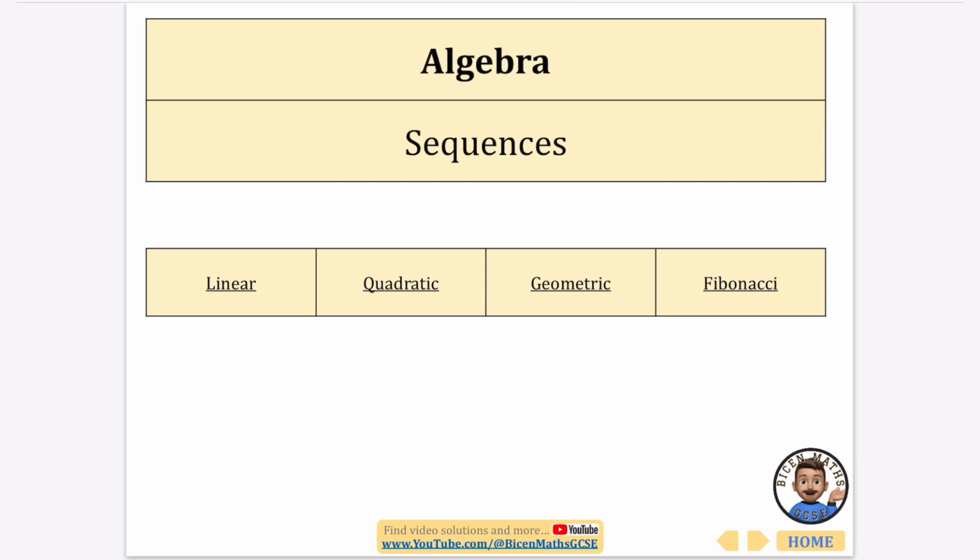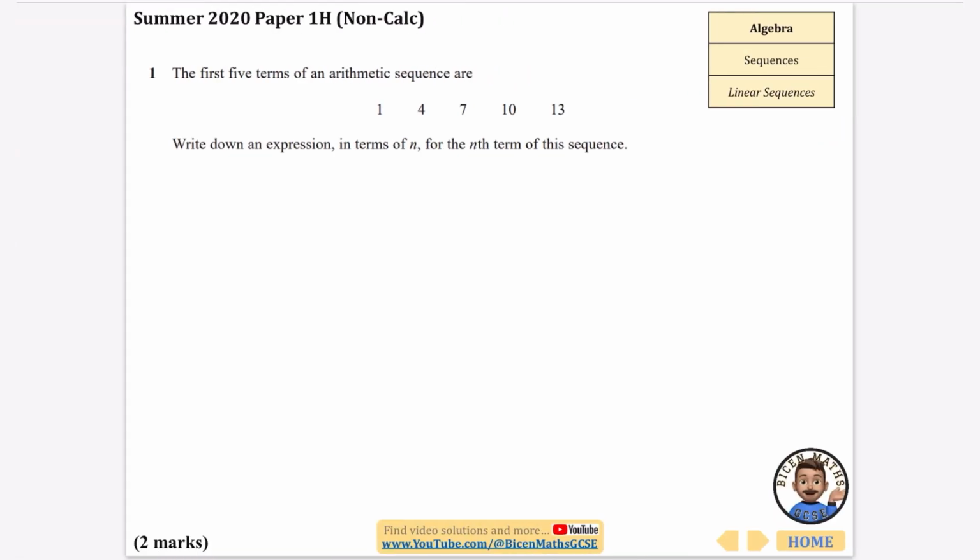There are four subtopics for this: linear, quadratic, geometric, and Fibonacci, but most of them are quadratic. There's actually only one linear, one geometric, and one Fibonacci, even after all these years of exams. So I'm going to start off with the linear sequences that we've got here.